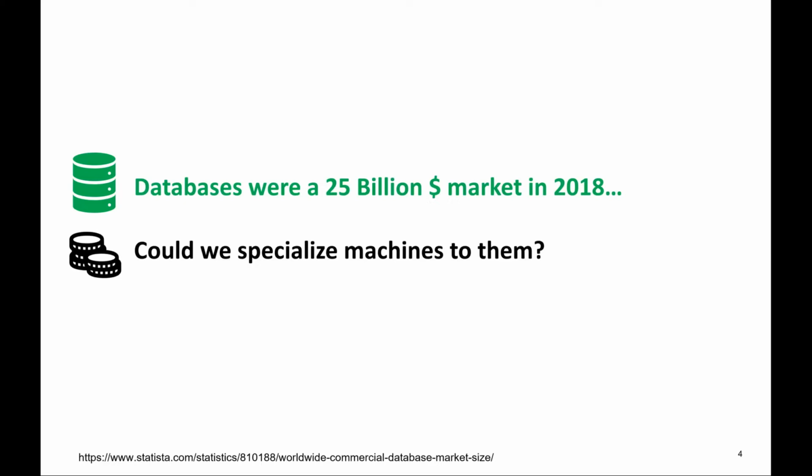The question that we're going to look at for the next half hour or 40 minutes is whether we could specialize machines to them. And the idea here is that through specialization, we can basically make them even faster or more efficient, or get some other properties that otherwise you wouldn't have. And through this, basically, gain something.